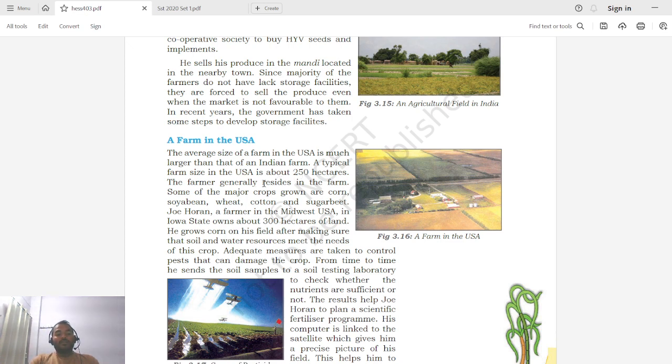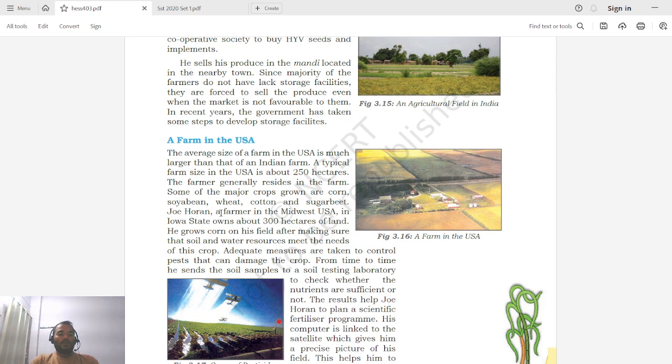The farmer generally resides on the farm. Because of such a huge farm, the farmers in the USA have their farmhouse, so they generally reside on the farm. Some of the major crops grown are corn, soybean, wheat, cotton, and sugar beet. So these are the major crops.